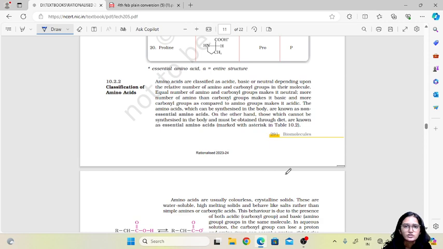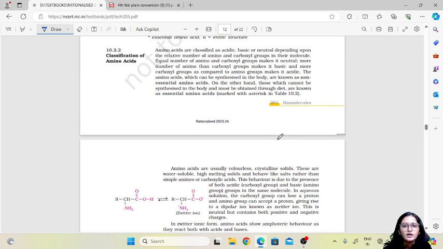Then classification. How are the amino acids classified? They are classified based on their acidic, basic or neutral character, and it depends on the number of amino groups and carboxyl groups in the molecule. An equal number of amino and carboxyl groups makes it neutral, meaning if you have an equal number of carboxyl and amino groups, then it is neutral. More amino groups, then it is basic, and more carboxyl groups, then it will be acidic.